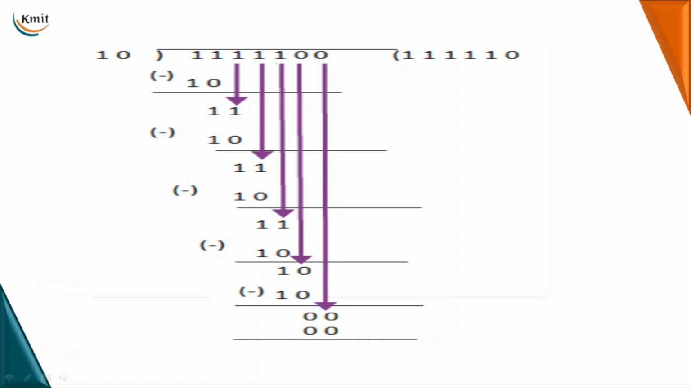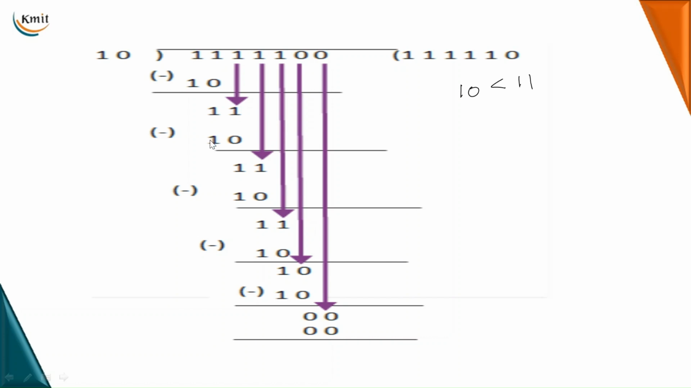Compare these two digits. 10 is less than 11, so I can perform multiplication one time. So 10 into 1 gives me 10. So 1 minus 0 is 1, 1 minus 0 is 1, 1 minus 1 is 0. I am not mentioning 0 because it doesn't have any value. So this 1 will come here, 1, 1.